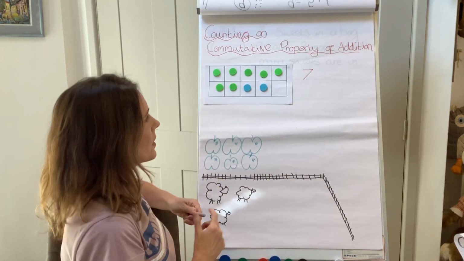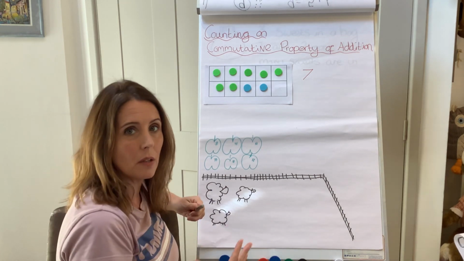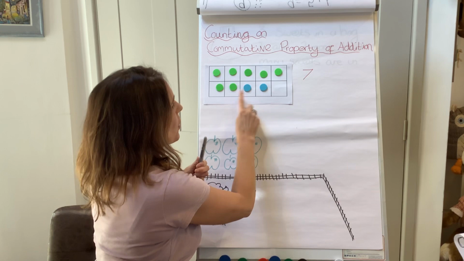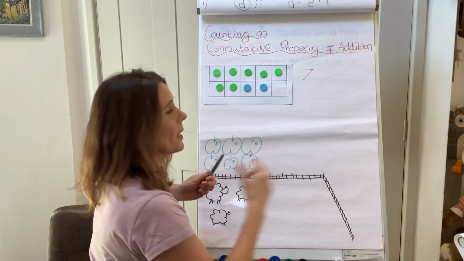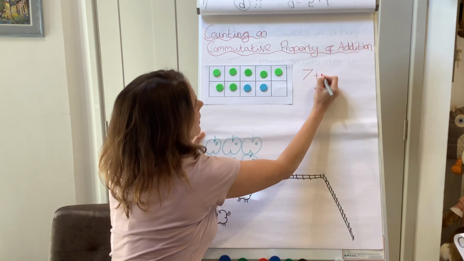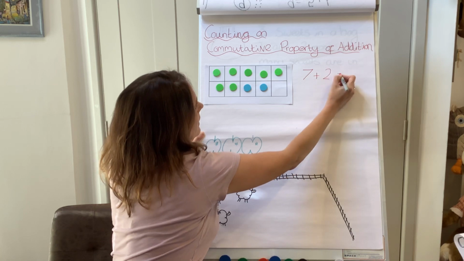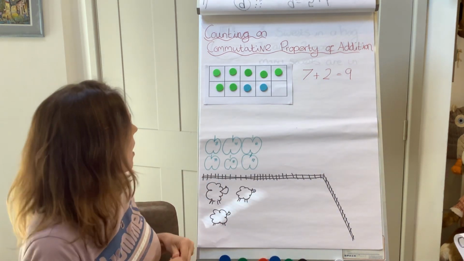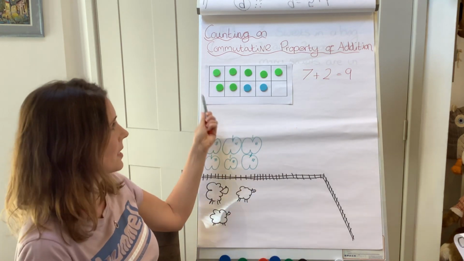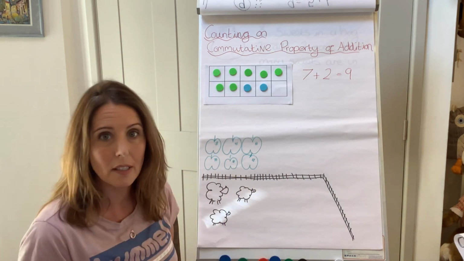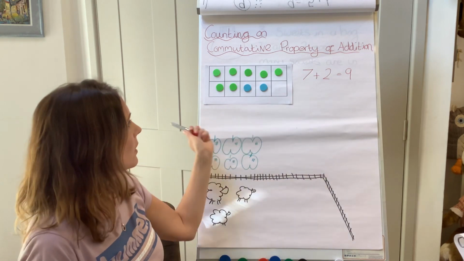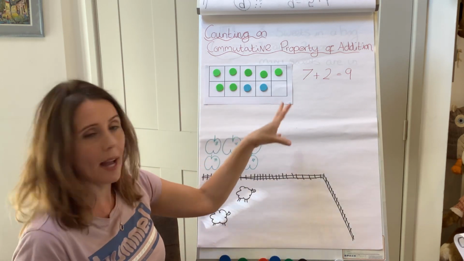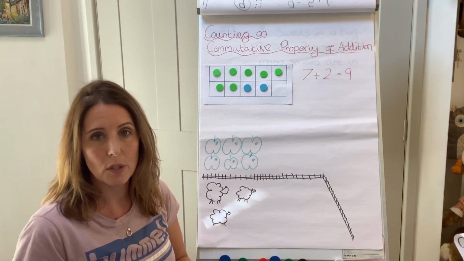Okay, I know there's 7, so now I'm counting on 2 more. 7, 8, 9. I can touch them to keep me going to the next number. So 7 add 2 is equal to 9. Okay, so what did I start off with to begin with? Well, I started off with 7. What did I add on? I added on 2 more, and altogether the total was 9. So now I have 9 counters altogether.